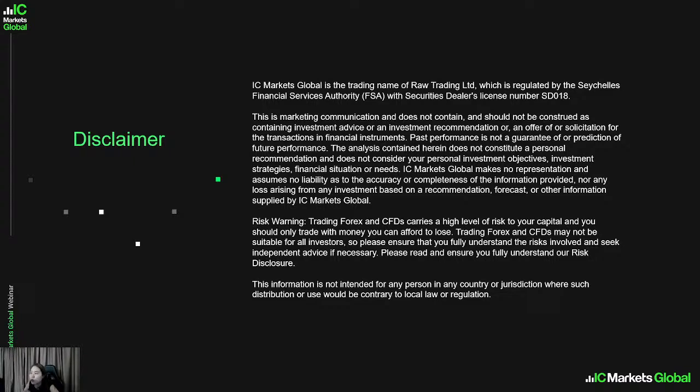Another risk warning: trading forex and CFDs carries significant risk, especially if you are trading on high margin. You may lose more than you intend to.